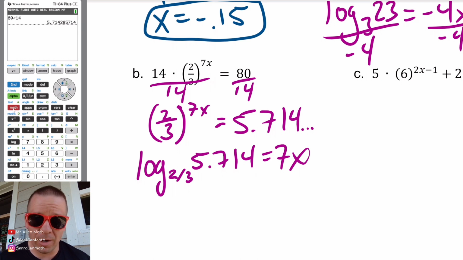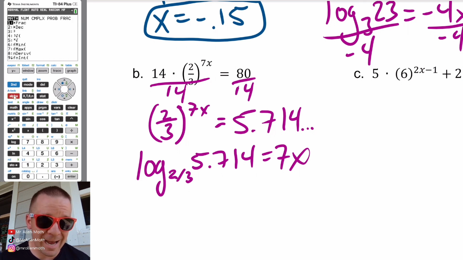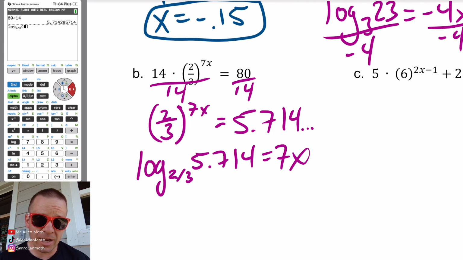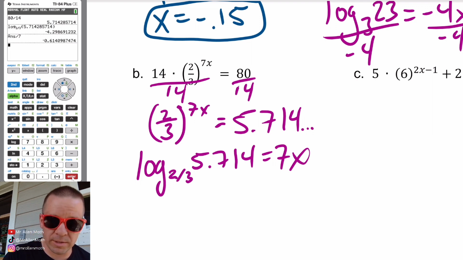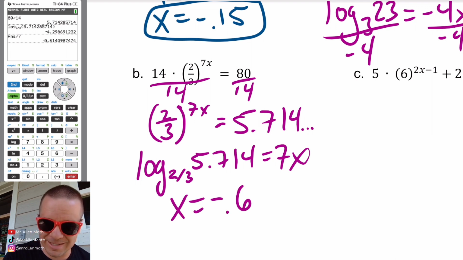Now, when I put this into log form, math, alpha, math, we got our 2/3 for our base, so that's no big deal, right? I can just type that in. Now, as our argument, we got this 5.7 and some change. Now, I could either type in 80 over 14, or I could arrow up, hit enter one more time, and boom, there we go. Now I can just divide this by 7 to get my final answer here, and we got -0.61. So x equals -0.61.